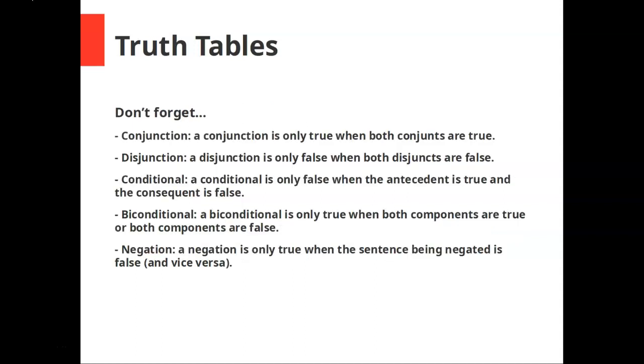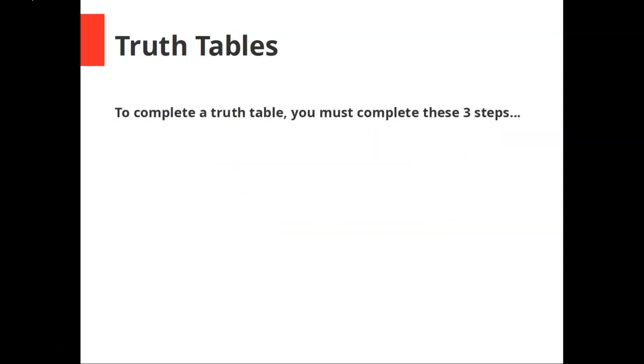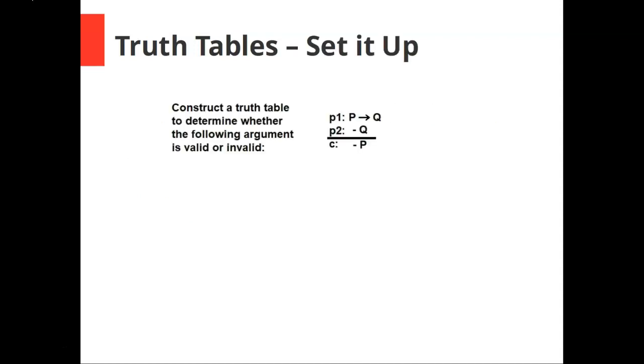Don't forget, we have our 5 rules here that correspond to our 5 operators: conjunction, disjunction, conditional, biconditional, negation. You should try to have these 5 rules memorized. Also, don't forget, what are the 3 steps for completing a truth table? You have to set it up, you have to fill it in, and then you have to evaluate it. Okay, so let's do our first truth table.